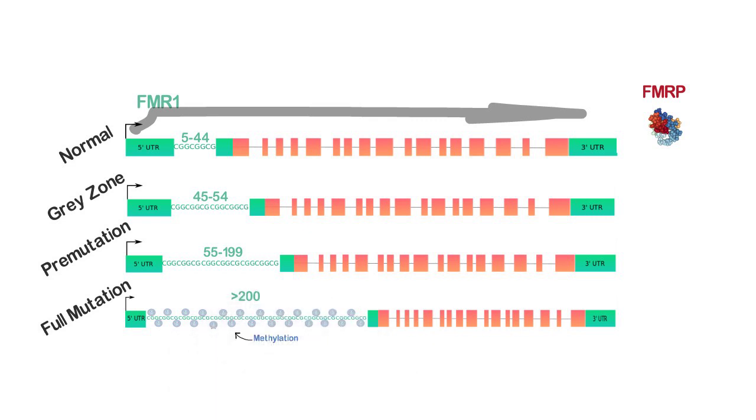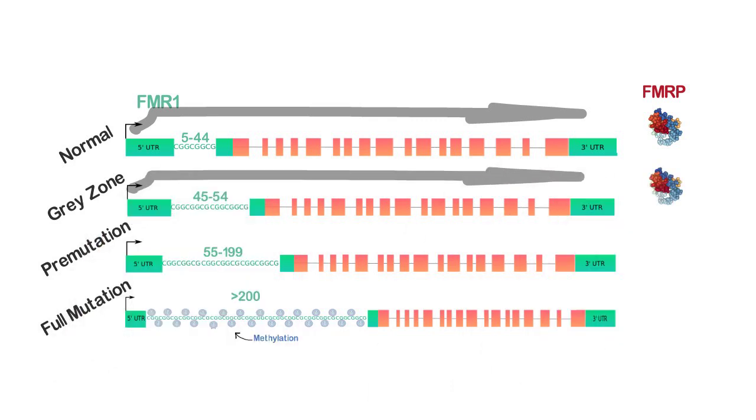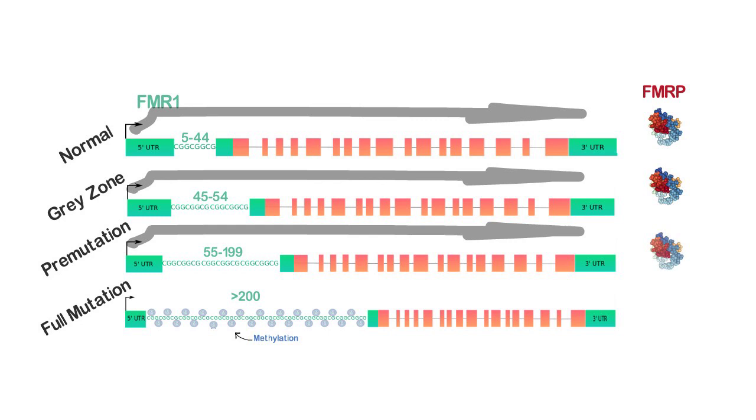With the exception of the full mutation, a functional FMRP product is formed. However, there is a decrease in protein product in the case of the premutation. And, as a result of methylation in the full mutation, the gene is transcriptionally silenced, leading to an absence of protein.